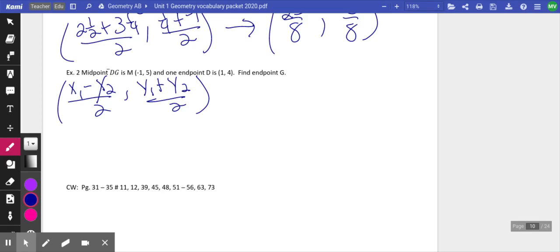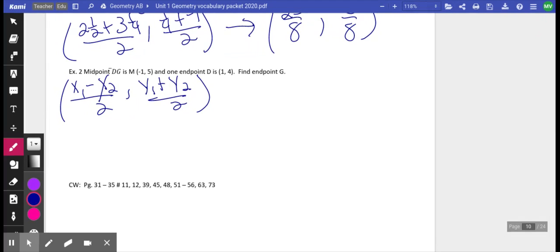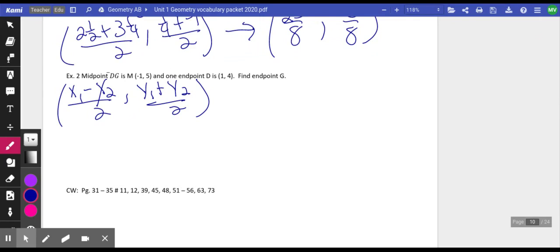Okay, we're going to pick up with example 2. Sorry about that. I got interrupted by the bell. Poor planning on my part.